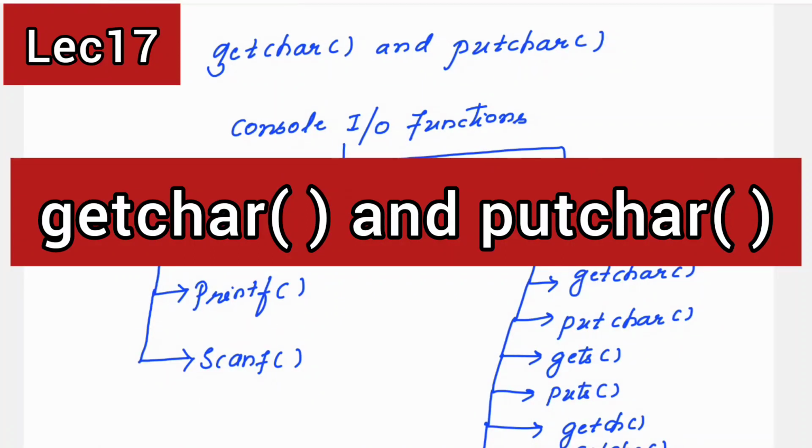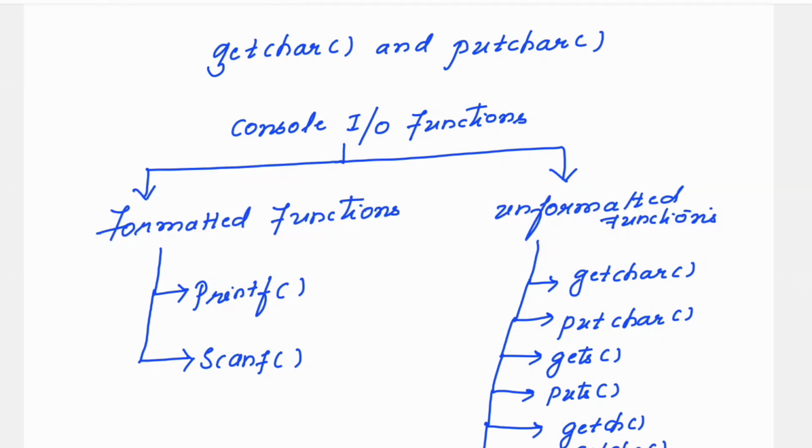Today's topic of discussion is getchar and putchar. These two are the unformatted functions in C programming. So let me first categorize the console input-output functions. Console input-output functions can be categorized into two different types. One is the formatted functions and another is the unformatted functions.